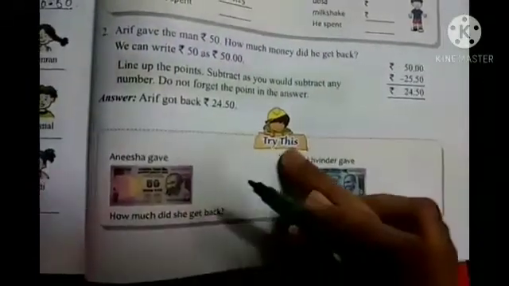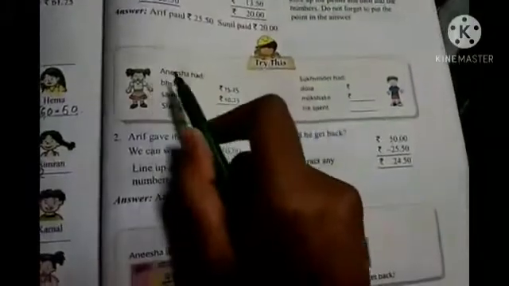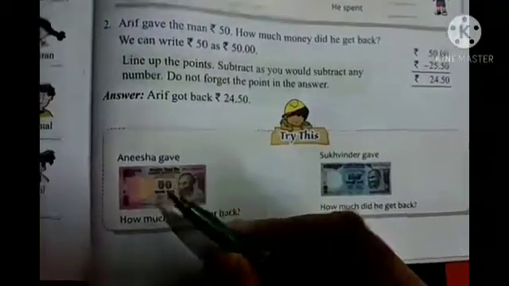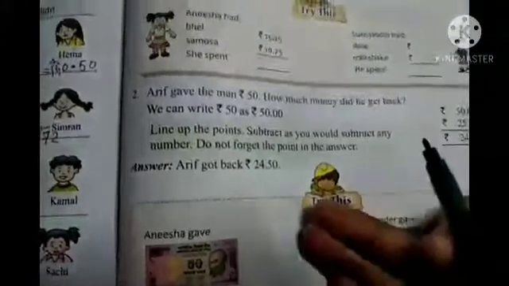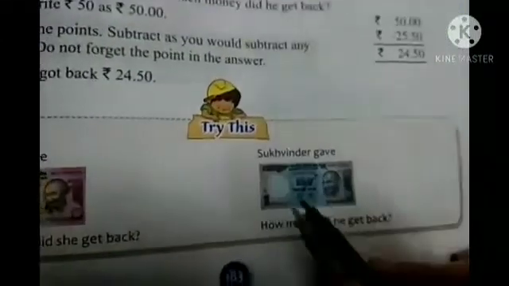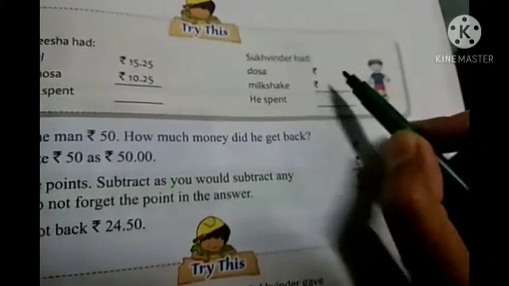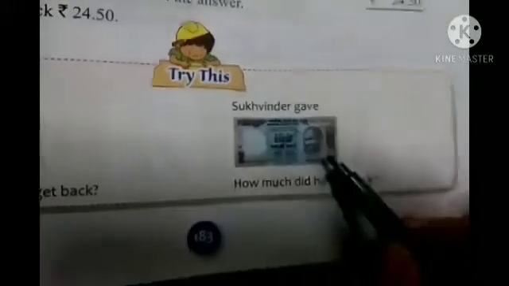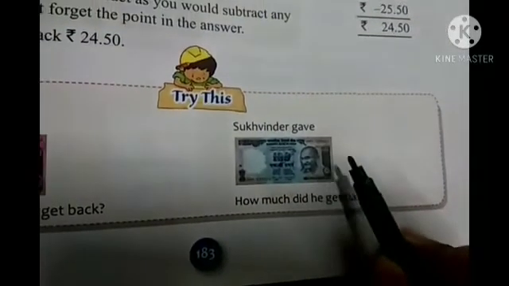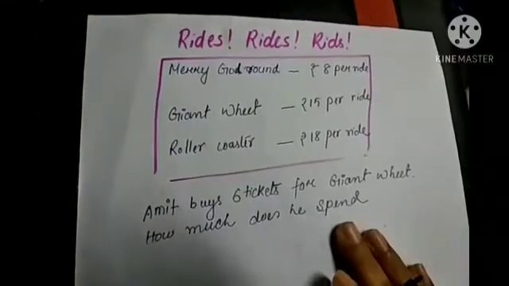Okay, and you can try this also. Here you see Anisha, so here you will get the bill and she paid rupees 50. Okay, you can see the 50 rupees note. After that, how much will she get back? In this case Sukhvinder gave rupees 100, so you have to find out the bill for him, meaning how much money he spent. Then you have to subtract from 100 because he paid 100 to the shopkeeper, so how much money will he get back.